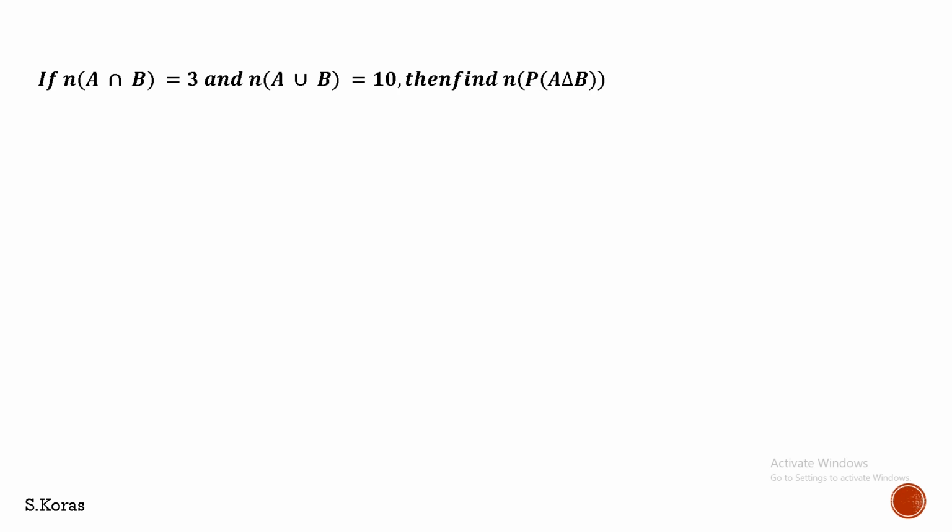Whatever it may be, let us try to understand first of all what A delta B is. If we know A delta B, then we can proceed further. What do you mean by A delta B? A delta B is nothing but A difference B union B difference A. That is, only A is united with only B. A difference B means only A. B difference A means only B. If you see the diagram, you can understand it very easily.